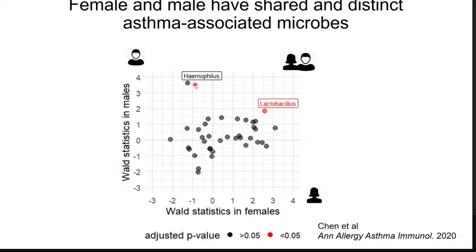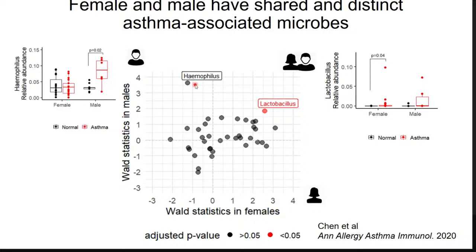So you can see this too. For the lactobacillus, both female and male, the asthma group has higher abundance. For the Haemophilus, female, almost the same, but the male have more Haemophilus in the asthma group. So it seems like the Haemophilus may induce some asthma exacerbation or development specifically for males.